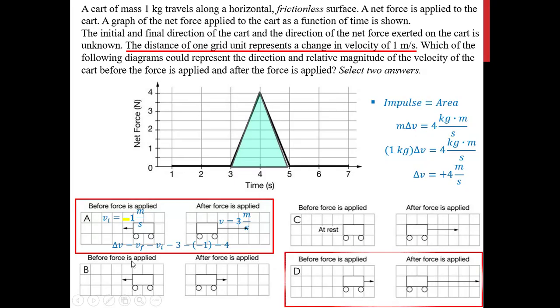The other choice, I think it's easier to do, is choice D. If you look at it, the velocity here is 5 blocks, which is 5 meters per second in the positive direction. And the initial velocity is a positive 1 because it's moving to the right. Change in v, once again, is just vf minus vi. Here, vf is positive 5 minus vi is positive 1. 5 minus 1 is 4. So it matches what our change in velocity needs to be, which is a positive 4 meters per second. So those are my answers for this particular problem.